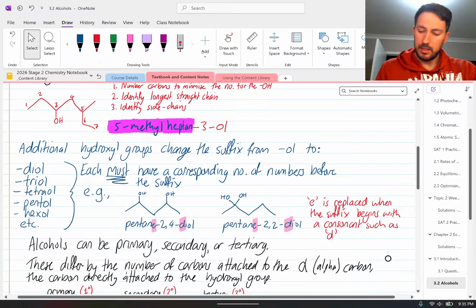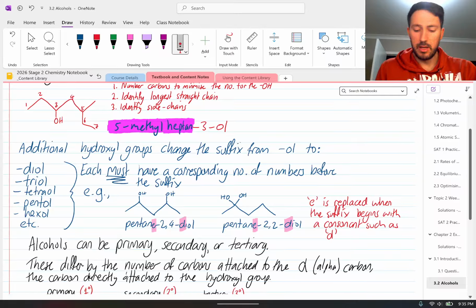Okay, so just to summarize that little bit, because our suffix starts with a D, which is a consonant, not a vowel, we would put the E back on. So it's pentane-2,2-diol. Okay.